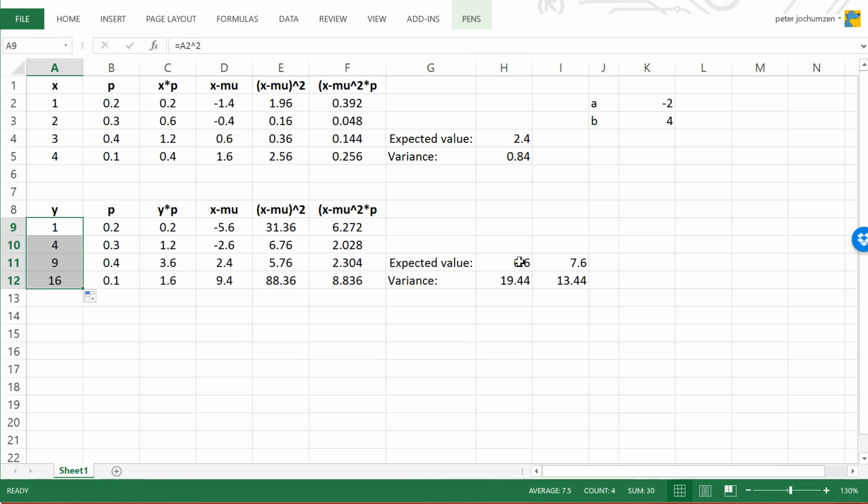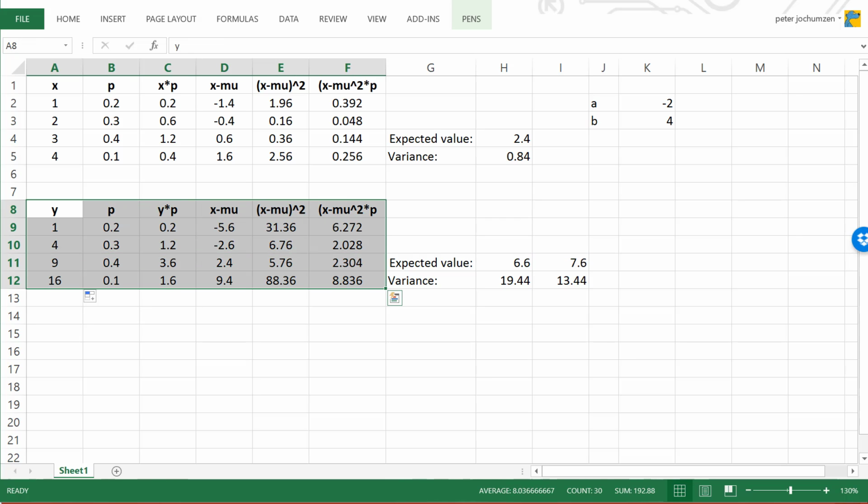Then you can see that the formula doesn't work anymore. The expected value, this is the correct value, that is the expected value of y. This one, calculated from the expected value of x, is no longer applicable. So for a nonlinear function, we have to go through this long process of actually figuring out the expected value and the variance of y ourselves.